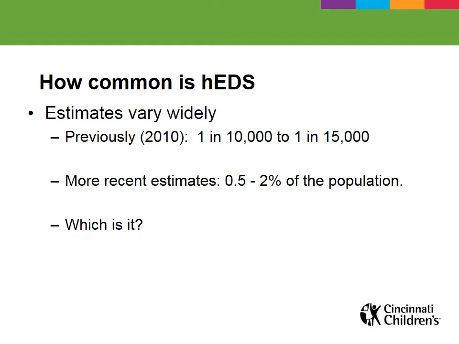When we ask the question, how common is this condition, estimates have varied widely. Previously, and this was back in 2010, the medical resource guide from the Ehlers-Danlos National Foundation was quoting between a 1 in 10,000 to 1 in 15,000 prevalence. However, more recent estimates have put it closer to 0.5 to 2% of the population. And so with such a wide discrepancy, we have to ask, which is it?